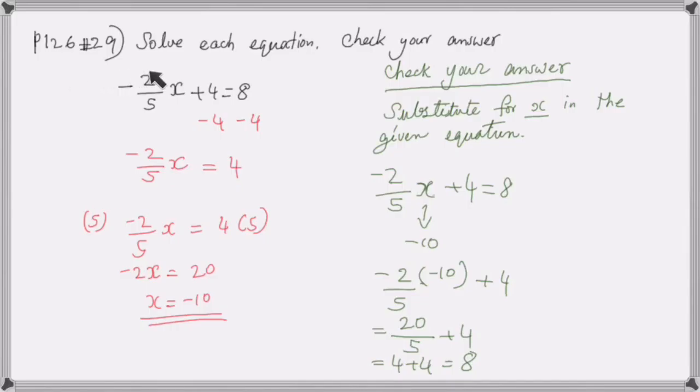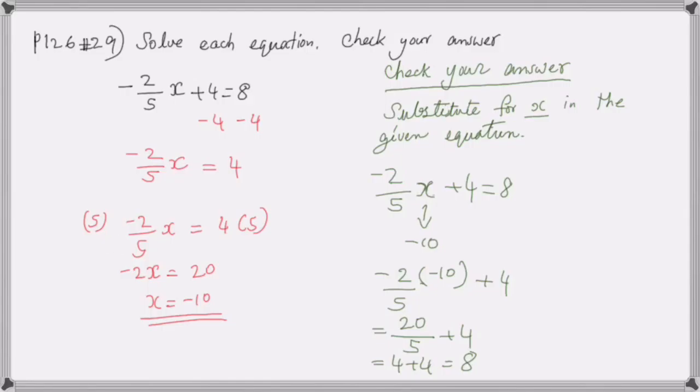Again, this is also in your textbook, page 126, question number 29. Take a look at this question. This is simple. All you have to do is subtract 4 from both sides of the equation. That's step number 1. Then you will get this, and then on both sides of the equation you multiply with 5.